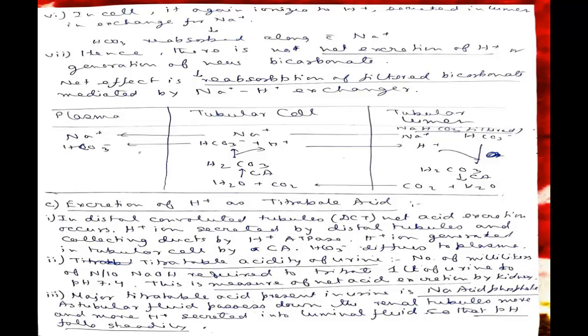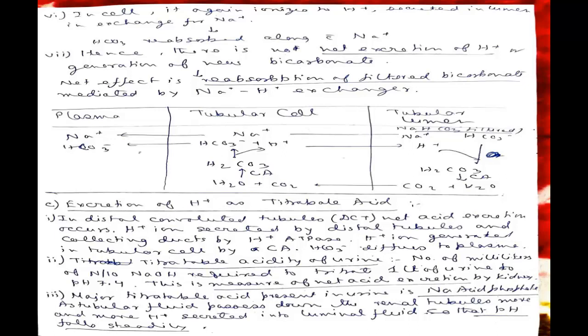Next function of the kidney is excretion of H plus as titratable acid. In distal convoluted tubules, net acid secretion occurs. H plus ion is secreted by distal tubules and collecting ducts by hydrogen ATPase pump. Hydrogen ion is generated in tubular cells by carbonic anhydrase enzyme. Now this bicarbonate diffuses to plasma.